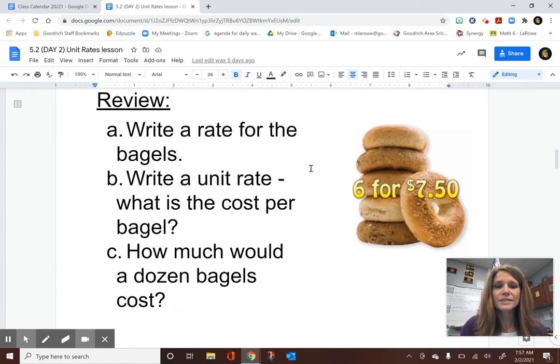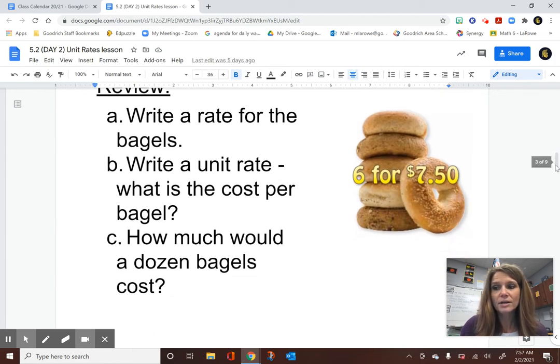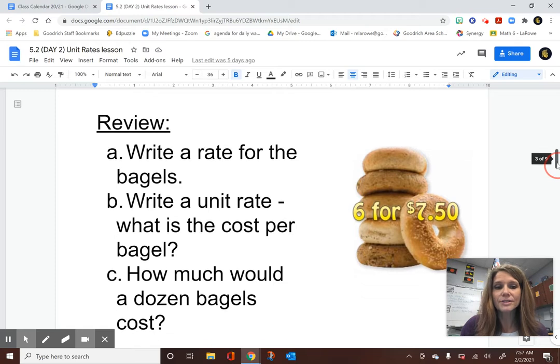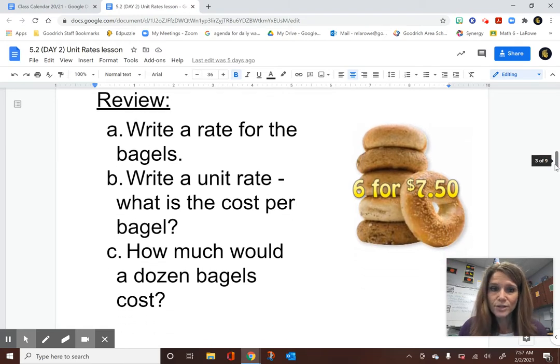Now that we've discussed what rates and unit rates are, let's apply our understanding to a situation. So, the first thing that I'd like you to do is to write a rate for the bagels that you see on your screen there. Once you have your rate, go ahead and find a unit rate, which is really just the cost per bagel. And then go ahead and extend that thinking into how much would a dozen bagels cost? We'll pause the video while you work.